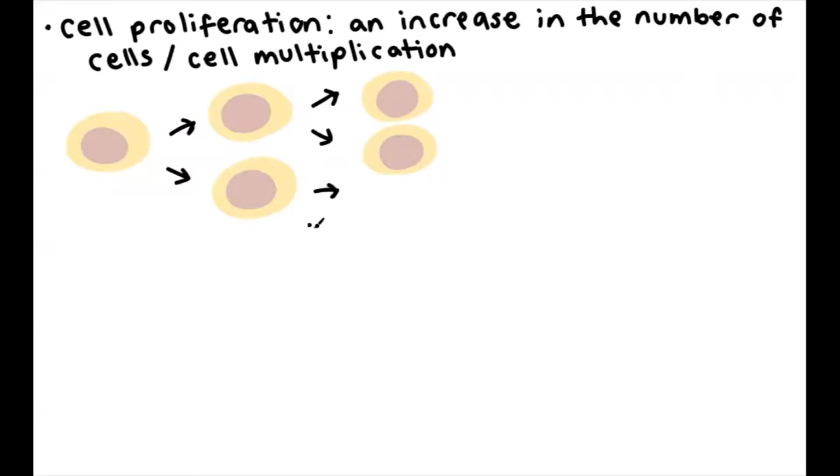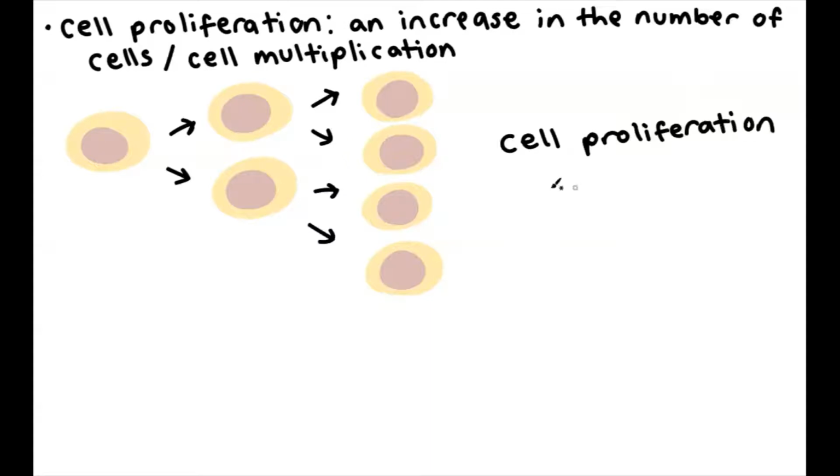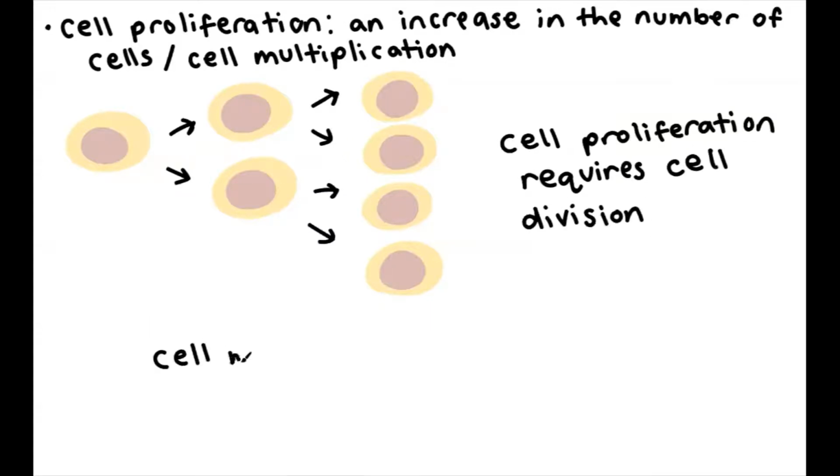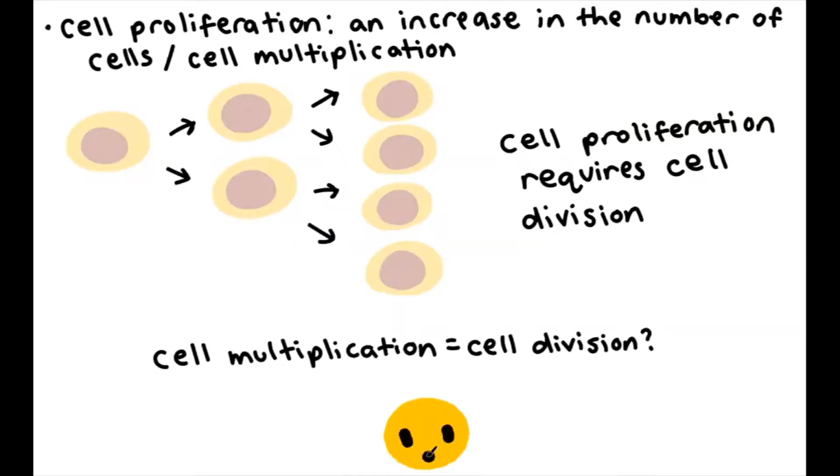So it's just that division specifically refers to the preparation and act of splitting, while proliferation is about the number of cells. Either way, cell proliferation requires cell division. Cells are probably the only context in which multiplication means the same thing as division.